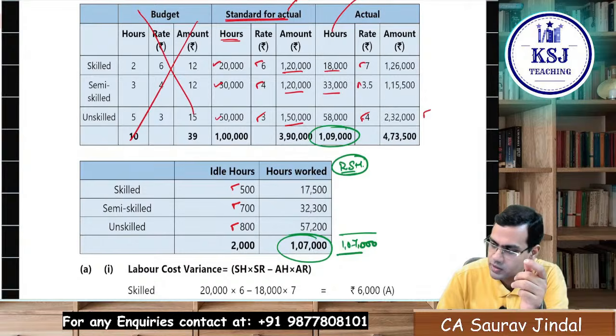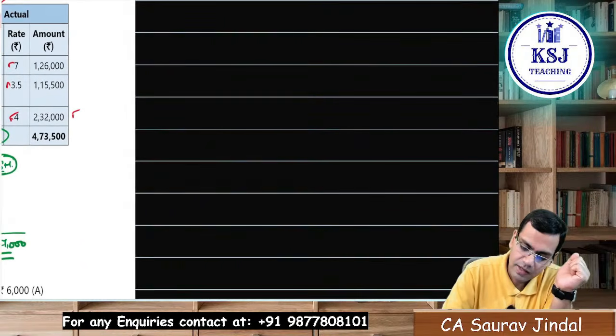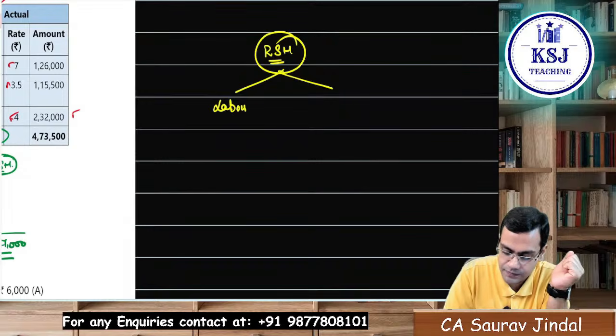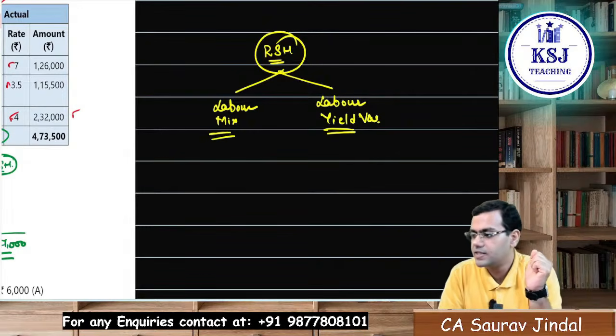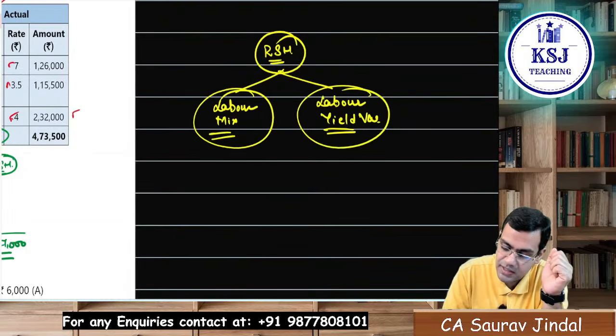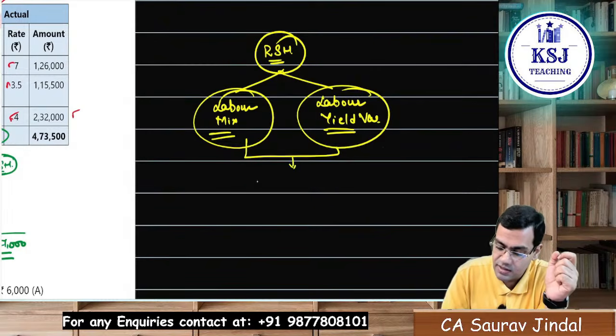Sir, what is the reason behind it? Pritam, listen to it very carefully. Why are we calculating the revised standard hours? We are calculating revised standard hours for labor mix variance and labor yield variance, right? Labor mix variance and labor yield variance. Now this labor mix variance and labor yield variance, they are the sub variance of which variance? That is labor efficiency variance.